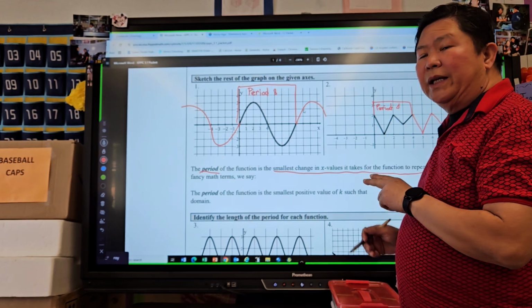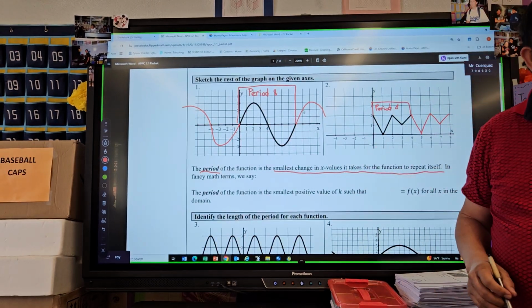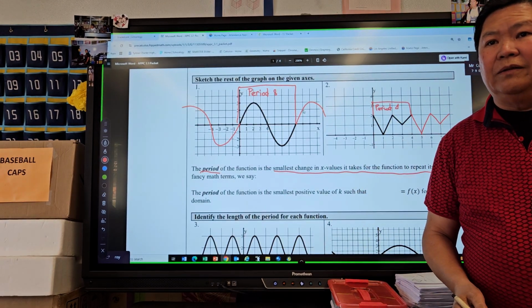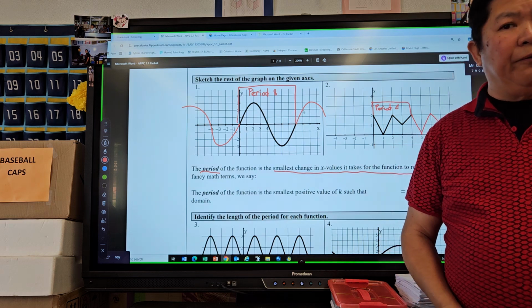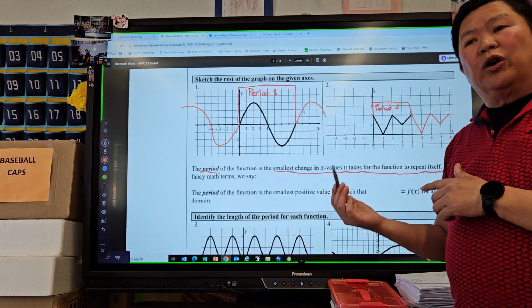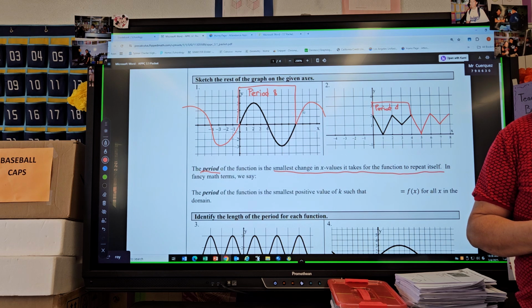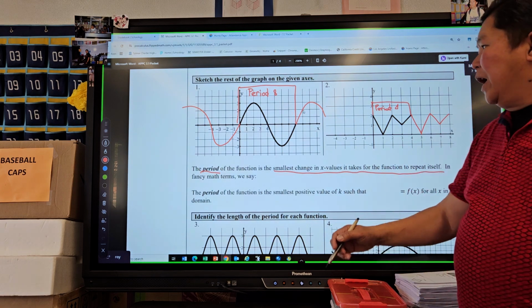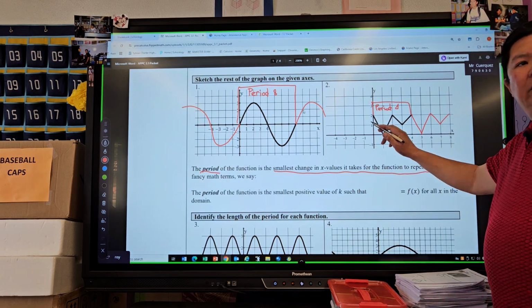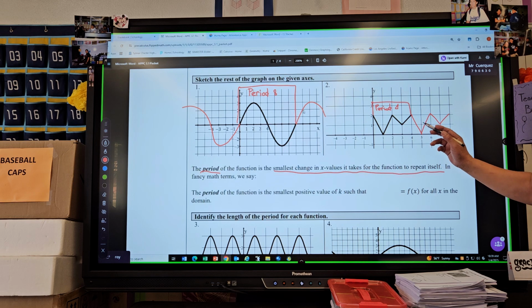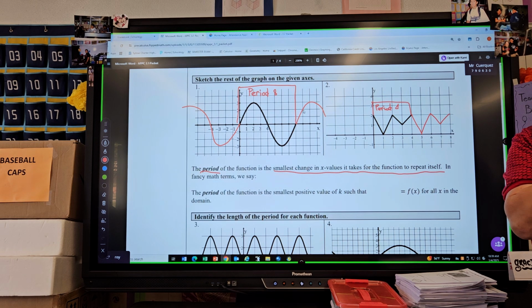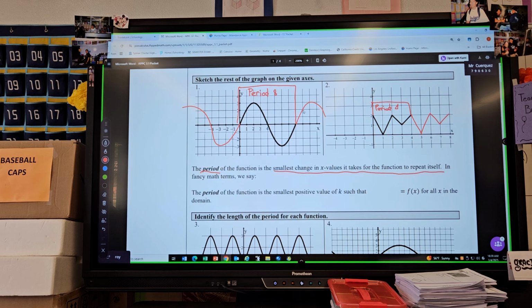So what do you think is the second cycle? It will be until 16. The third cycle would be at 24. The fourth cycle at 32, right? How about the second one? The period is 4 for every cycle. So the next cycle would be at 8. The next cycle would be 12. The next cycle would be 16.